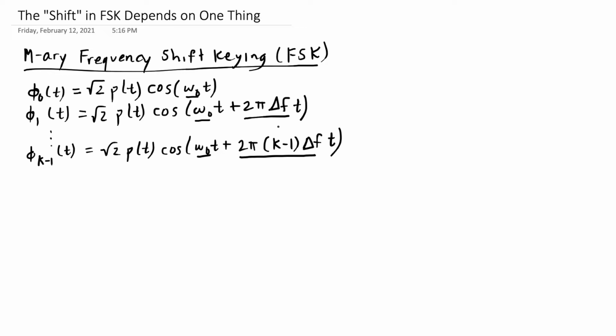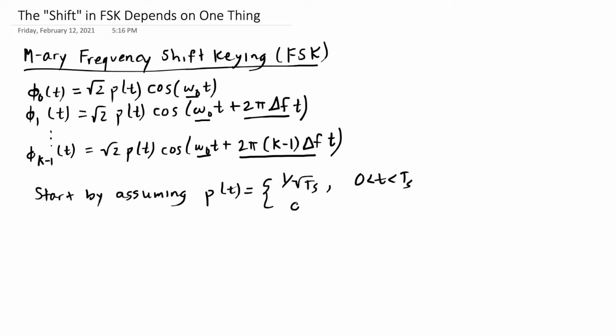The question is, this is just my notation here. We need to know what this delta f should be in order to keep these signals orthogonal. First, I'm going to figure out what delta f needs to be in order to make any pair of FSK basis functions orthogonal. To do that, let's assume that our pulse shape is a rect function. That is, it's 1 over square root of t sub s between 0 and t sub s.